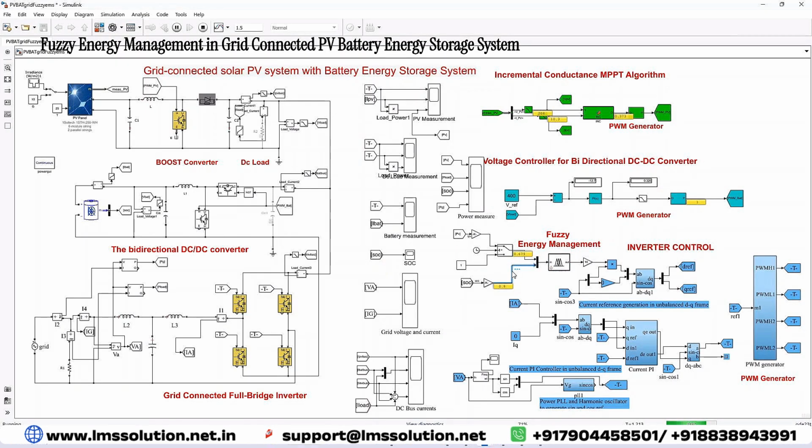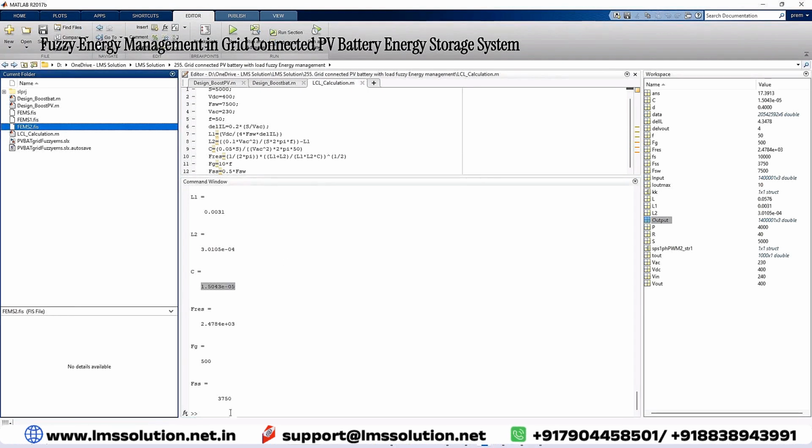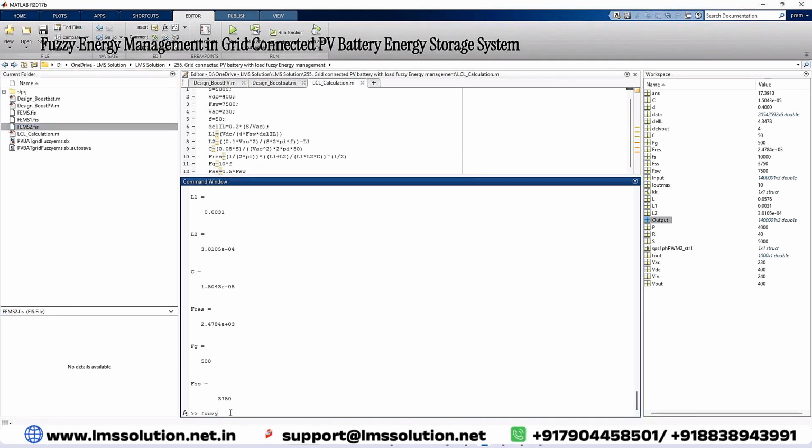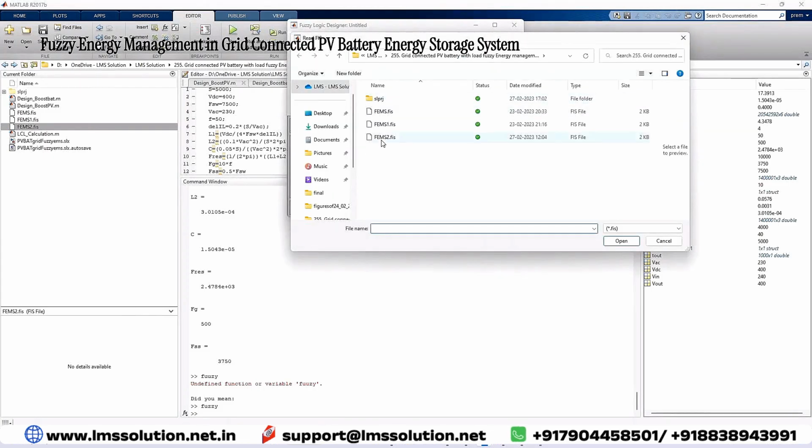Here you have to feed the PV power and the SOC of the battery, and based upon them you generate the current reference. Here you can see the fuzzy logic. The fuzzy file was already created, so I'm going to load it. Put from file: here we have the fuzzy file.